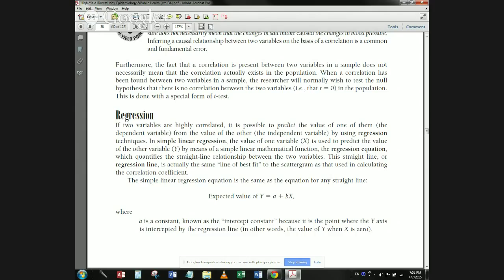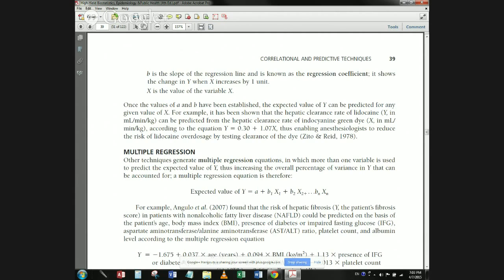The simple linear regression equation is the same as the equation for any straight line. Expected value of y is equal to a plus bx, where a is a constant known as the intercept constant because it is the point where the y-axis is intercepted by the regression line. In other words, the value of y when x is 0. B is the slope of the regression line and is known as the regression coefficient. It shows the change in y when x increases by 1 unit. X is the value of the variable x.